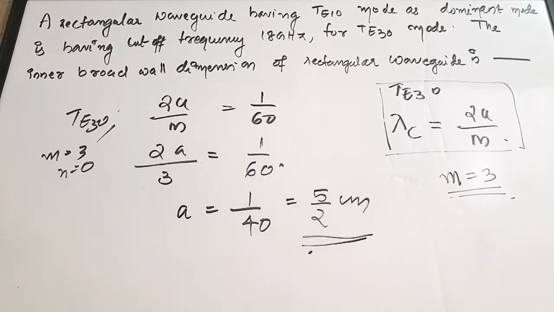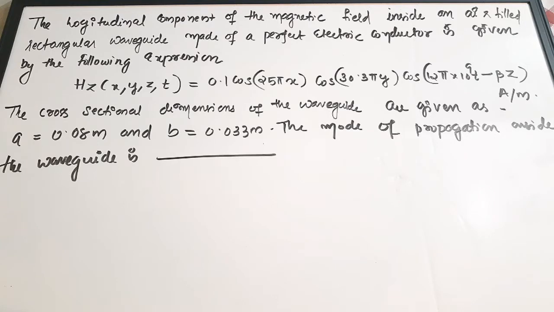See, as I told, most commonly a will be given in centimeters. You have to convert while doing numericals to meters or some standard unit. So a is obtained as 5 by 2 centimeters, or 1 by 40 centimeters, is the answer for the inner broad wall dimension. The question is a little bit lengthy, but if you know the general equations, then it is very easy to solve. The biggest task is to read and understand the question. Anyway, we'll make it easy.